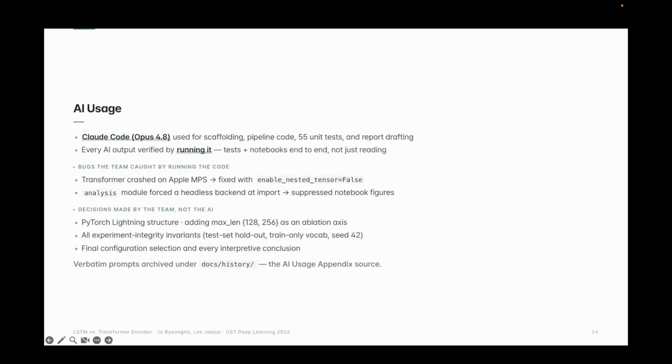On AI use, we used Claude Code to help with the scaffolding, the data pipeline, and the tests, but we verified everything ourselves and made all the key decisions.